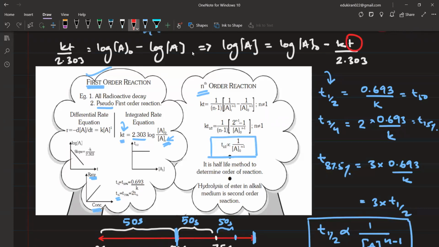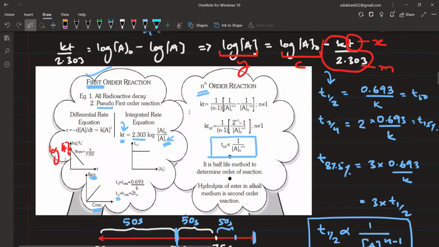So this T term is my X. This whole term minus K upon 2.303 is my M, that is the slope. Log A naught is my C, that is the intercept. And this log A is my Y. So Y is equal to MX plus C. So you have a slope intercept form of line which is passing from this C. This is log A naught. Clear? All of you done? Yes or no? Please tell me. Can we move towards questions?